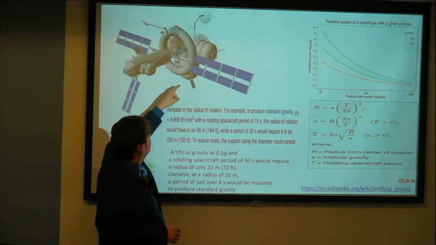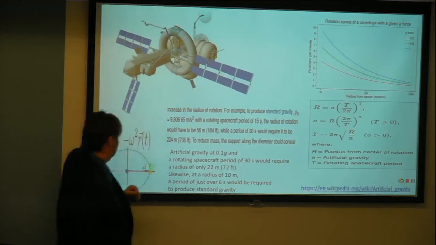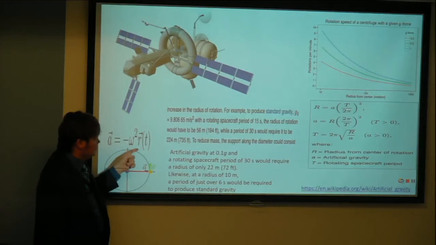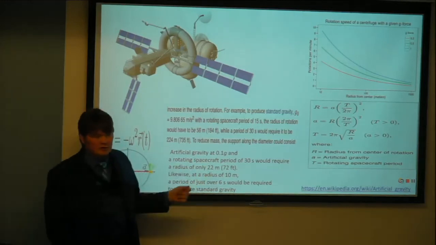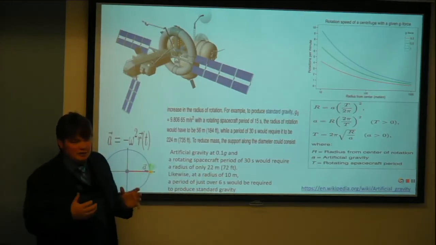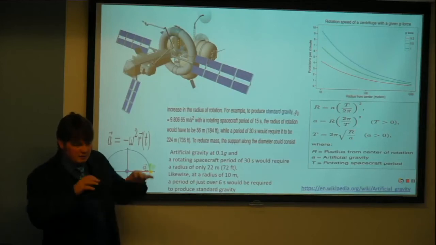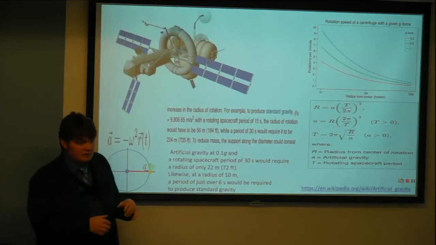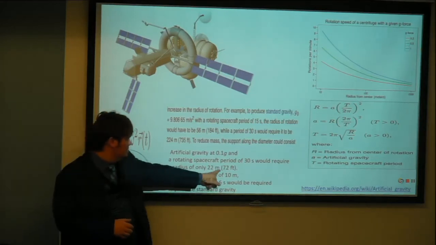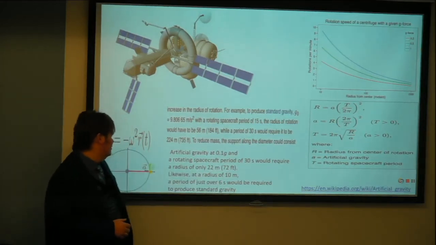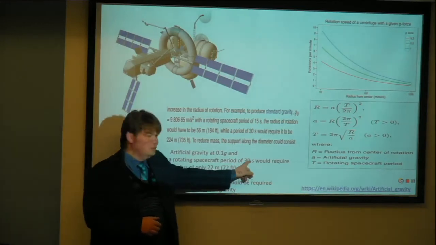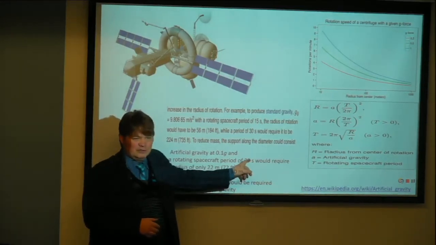So if it rotates, there are some numbers for what the radius and period of rotation should be to mimic the free fall gravitational acceleration on the Earth. It's like 220 feet, 2 revolutions per minute will be sufficient.